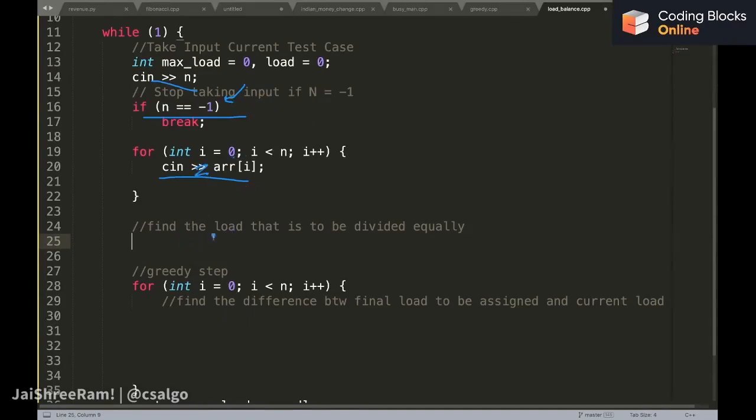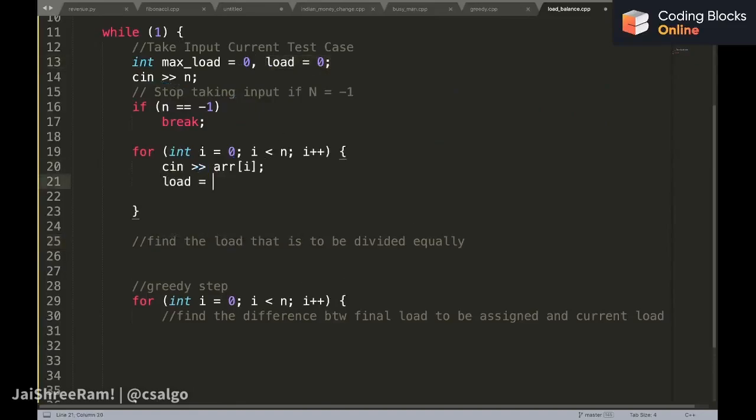Firstly we have to find the load that needs to be equally divided. For example, if there is 0, 6, 10 and 0, the load that should be in each part of the array is the sum of all the elements divided by 4, that is actually 4. So we will take a variable load, and to that load we will keep adding: load plus equals array of I. Here you can put a condition: if this is not an integer, then you can just stop.